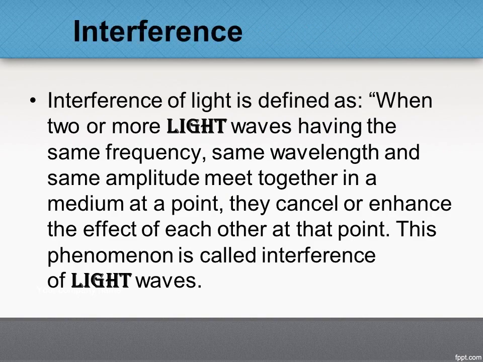Interference of light. Interference of light is defined as when two or more light waves having the same frequency, same wavelength and same amplitude meet together in a medium at a point, they cancel or enhance the effect of each other at that point. This phenomenon is called interference of light waves.